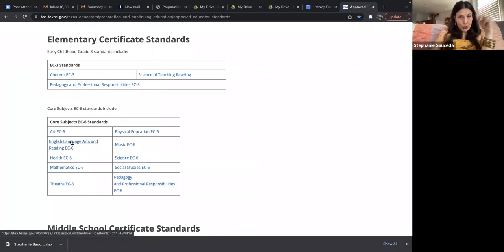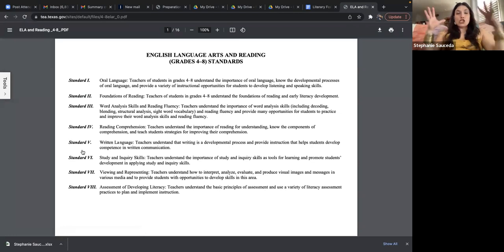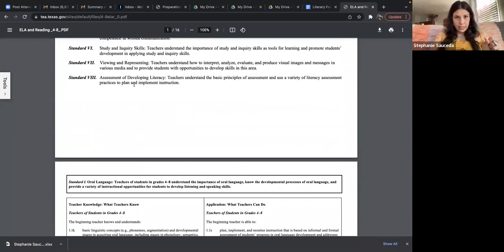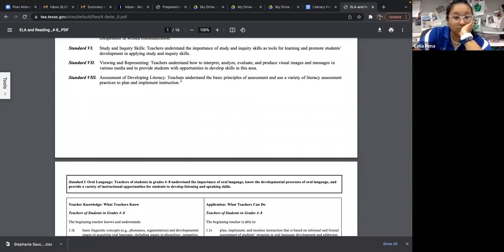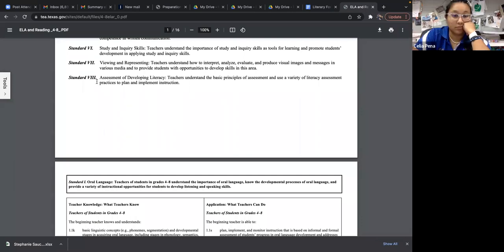Okay, so not EC6. Here it is, 4 through 8. Remember, they have moved around the standards to be incorporated into the competencies. They might have smushed two together and made something else. But here, assessment of developing literacy: the teacher understands basic principles of assessment and uses a variety of literacy assessments. So we know that competency 2 of that exam is standard 8 of the actual TEA standards.